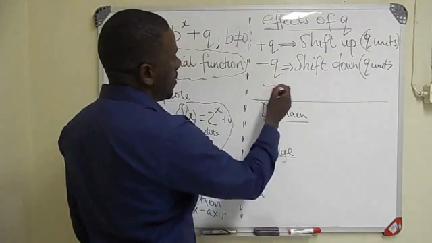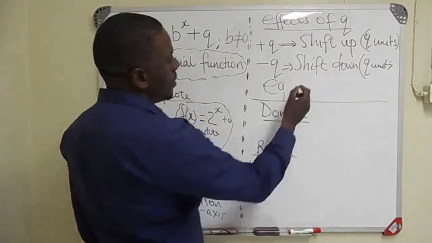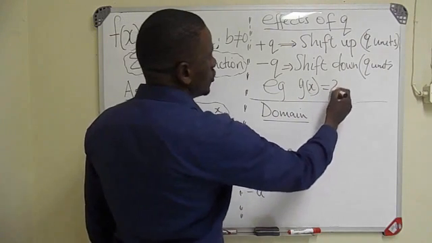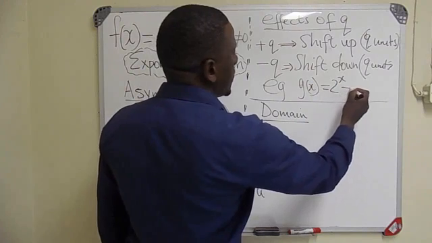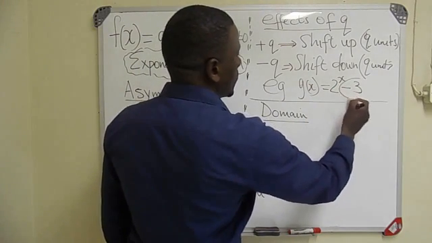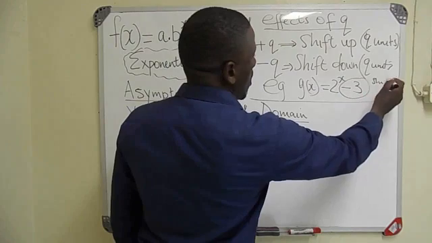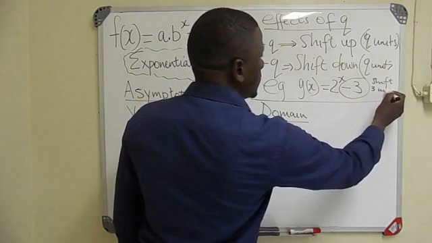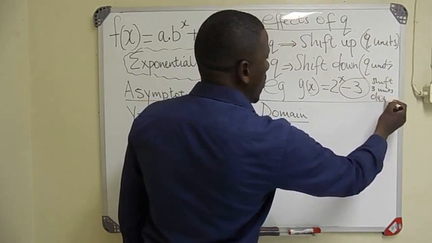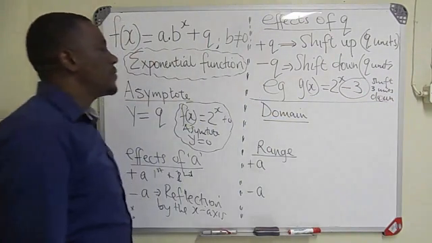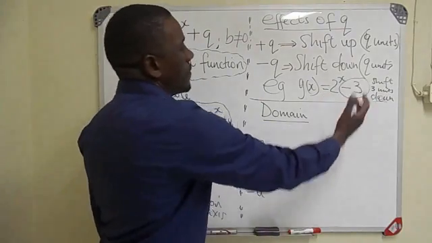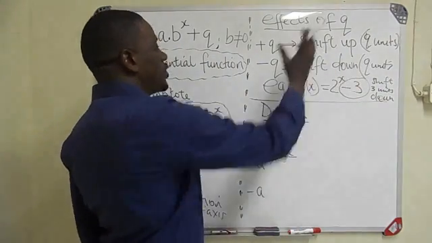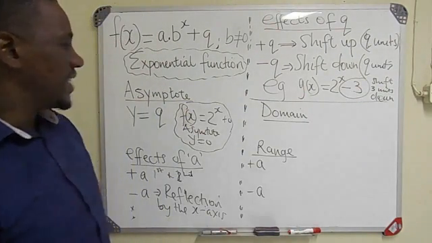For example, let's say we have our g of x is equal to 2 to the power x minus 3. This one here is a shift of 3 units down. So you are going to move your graph of 2 to the power of x 3 units down. Remember, there is an asymptote. It responds to the shift up or down.